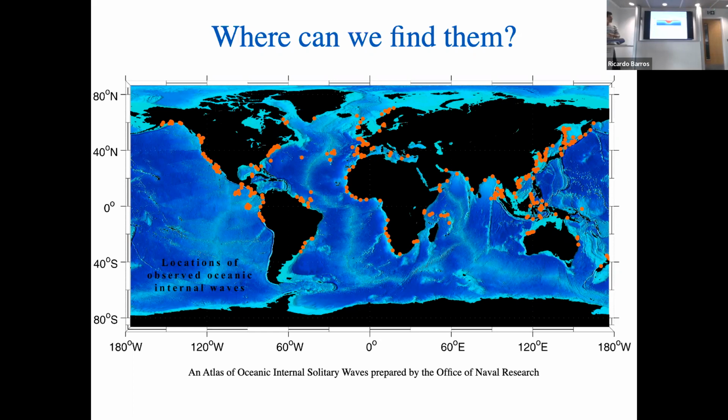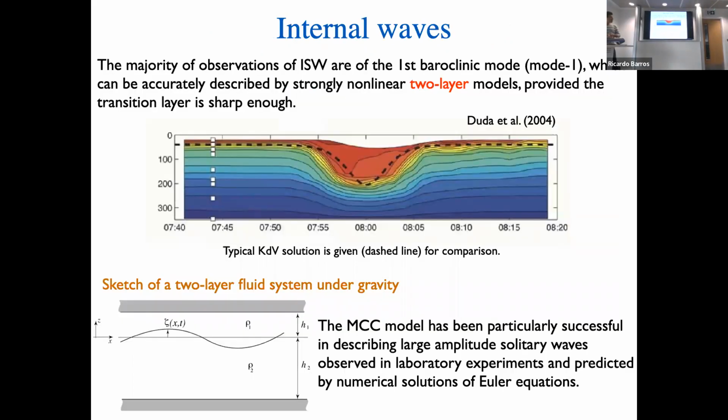And I mean, they are a nice thing to study. The majority of internal solitary waves are what we call of the first baroclinic mode. Typically, if your density stratification is continuous, you will have infinitely many modes of propagation. But typically, 90% of all energy is concentrated on the first two modes, and the first mode is extensively studied.